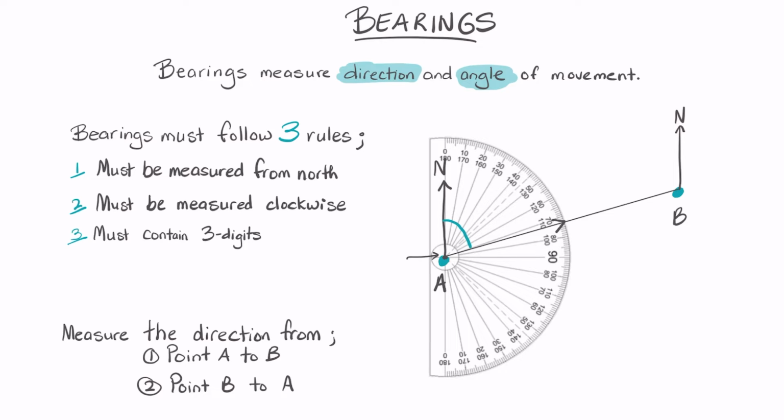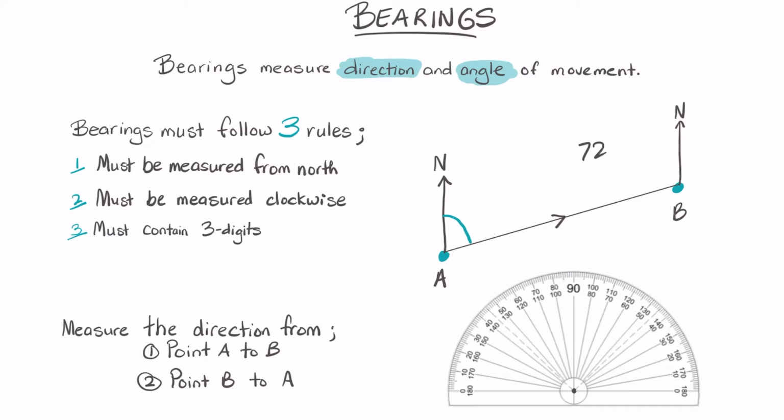As we measure the angle, that looks to be about 72 degrees, but we won't write it like that because bearings must contain 3 digits. So we will write 072. So the direction from point A to B is 072.